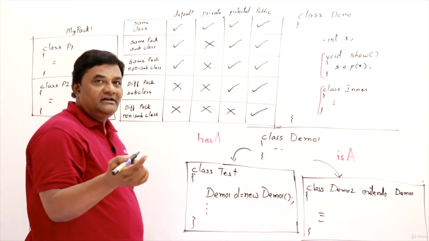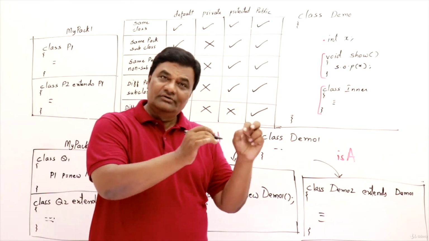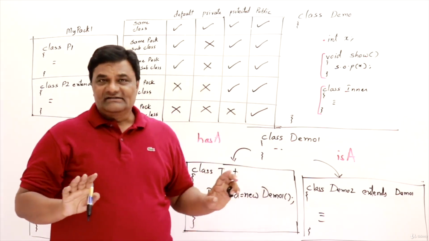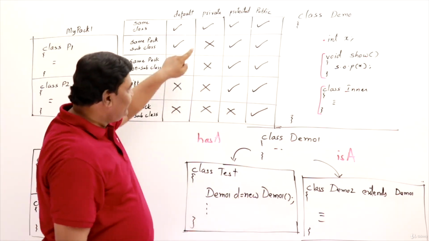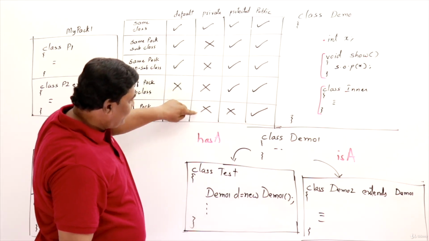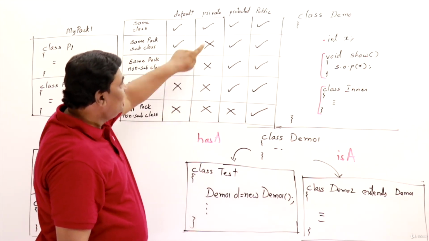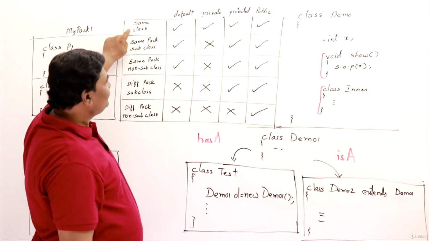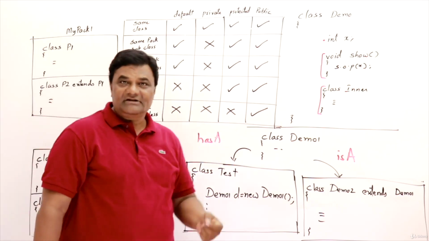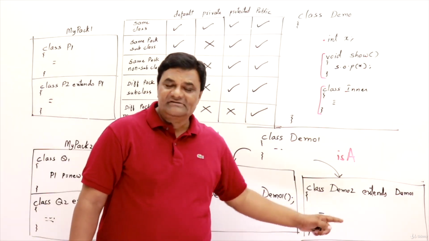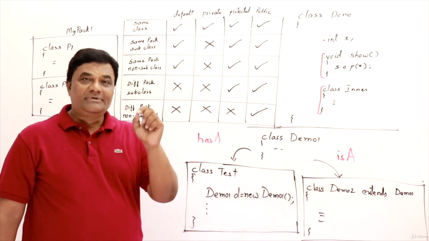So yes, we know that private members are accessible only inside the class. They are not accessible anywhere else at all. So you can see that private members are not accessible. Nowhere they are accessible. Only they are accessible in the same class, right? So a subclass can access all the members except private.